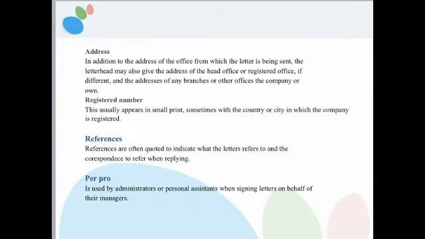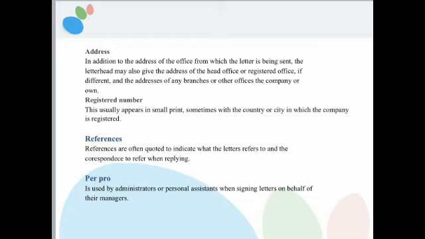Address. In addition to the address of the office from which the letter is being sent, the letterhead may also give the address of the head office or registered office, if different, and the address of any branches or other offices the company owns. Register number. This usually appears in small print, sometimes with the country or city in which the company is registered. References. References are often quoted to indicate what the letter refers to and the correspondent to refer to when replying.